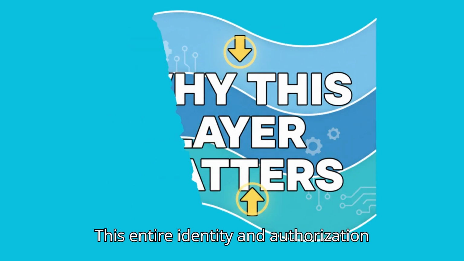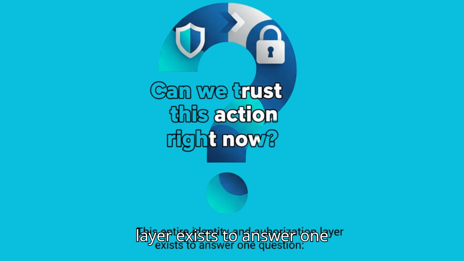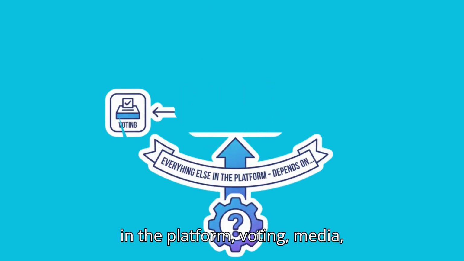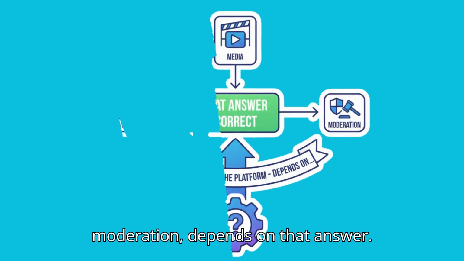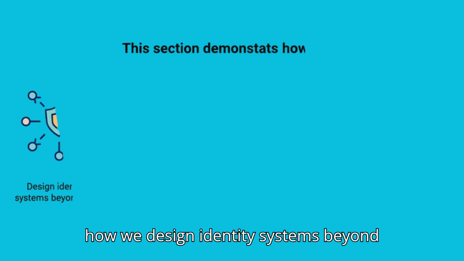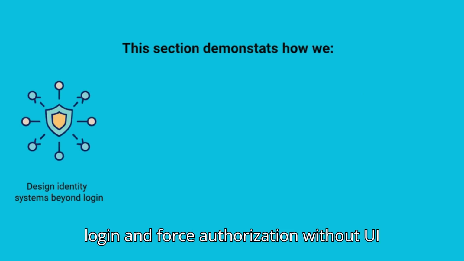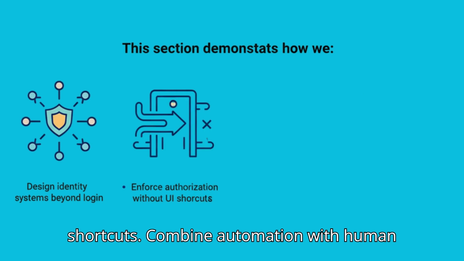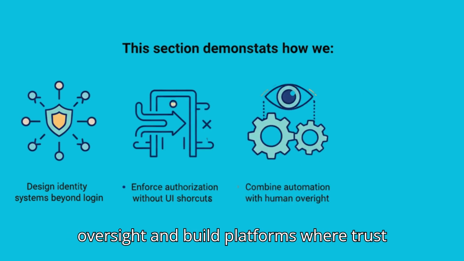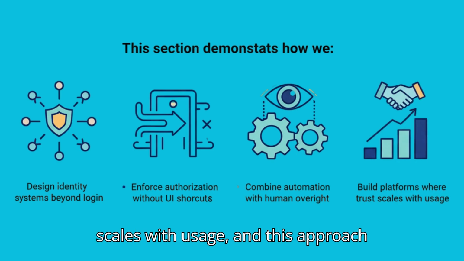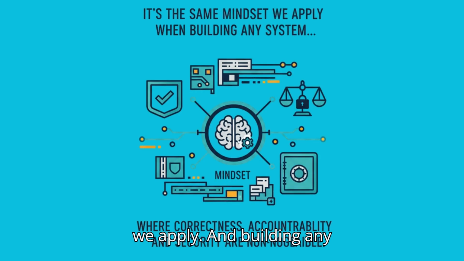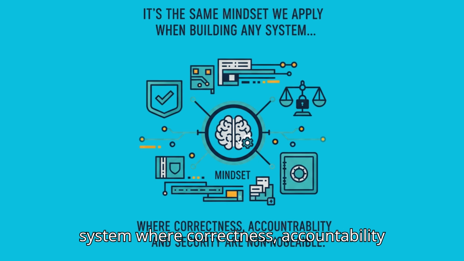Why this layer matters. This entire identity and authorization layer exists to answer one question. Can we trust this action right now? Everything else in the platform, voting, media, moderation, depends on that answer being correct. This section demonstrates how we design identity systems beyond login, enforce authorization without UI shortcuts, combine automation with human oversight, and build platforms where trust scales with usage. And this approach is transferable. It's the same mindset we apply when building any system where correctness, accountability, and security are non-negotiable.